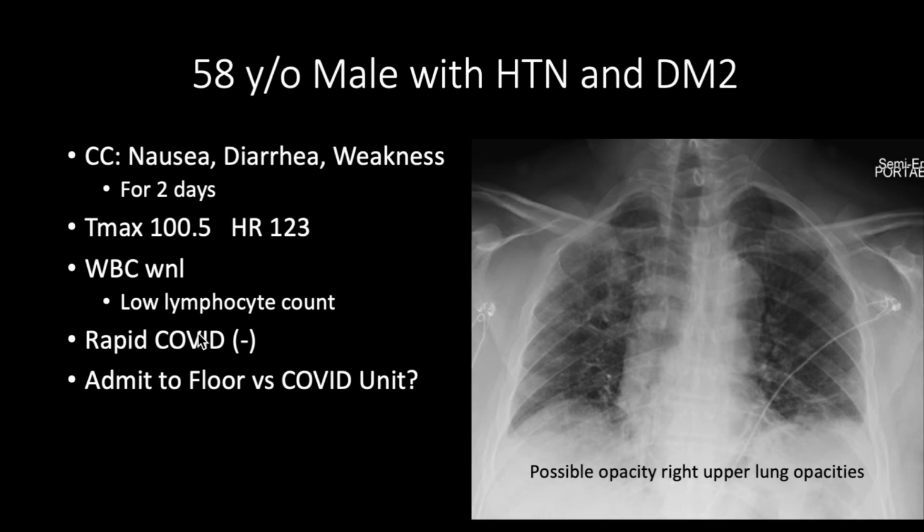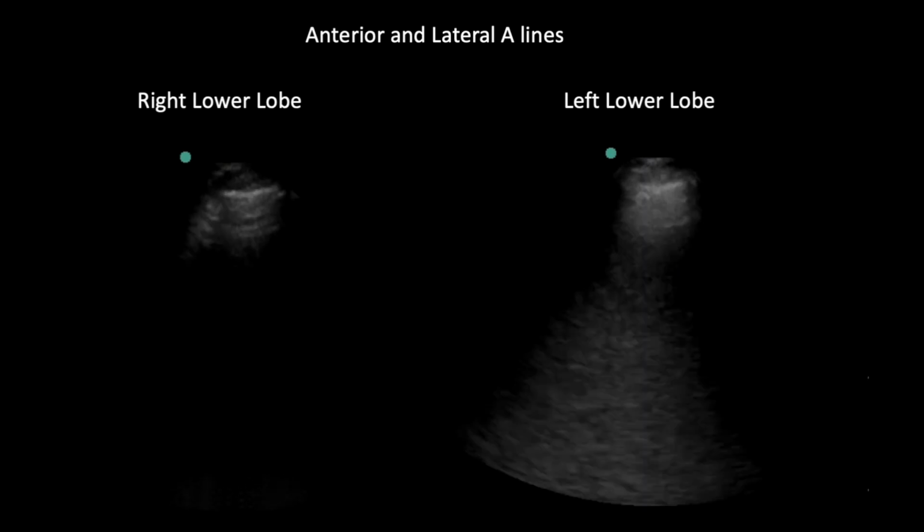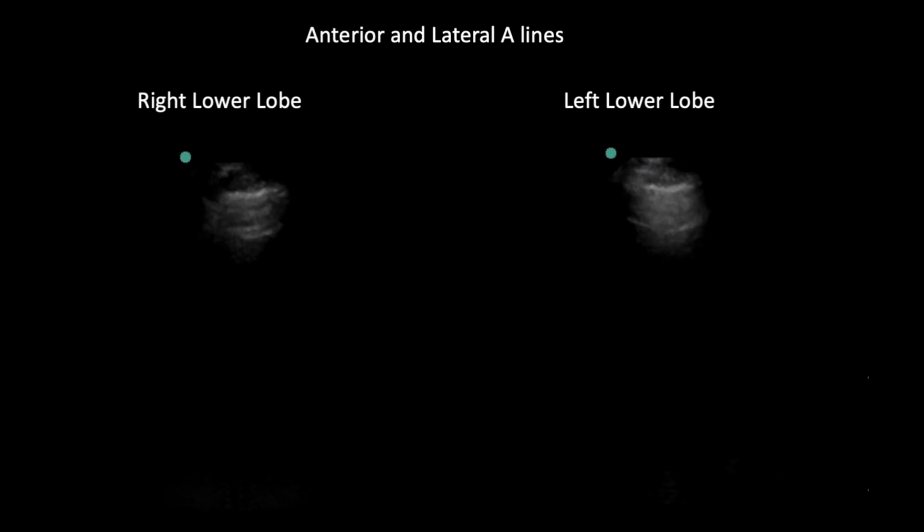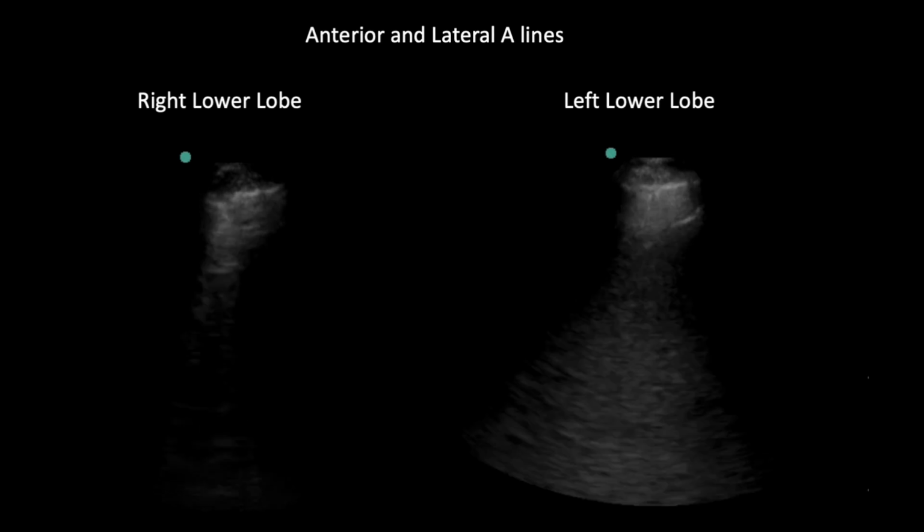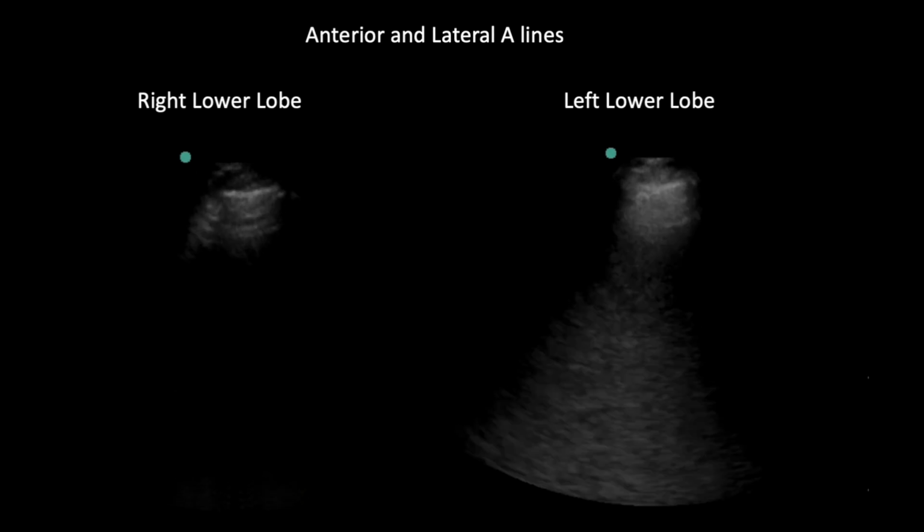Because he does have a rapid COVID, but we know the sensitivity of these rapid COVIDs could be as low as 80%. So maybe there's a 1 out of 5 chance he truly has COVID and needs that isolation. So his anterior and lateral lung zones had A lines, but when we got to the right lower, left lower lobe, we start to see some B lines pop up here.